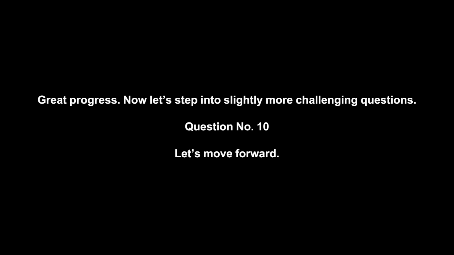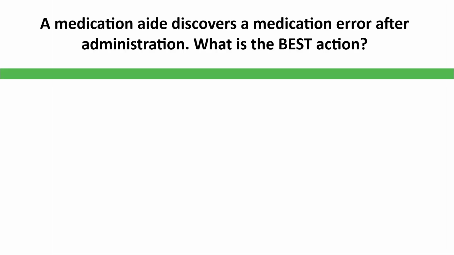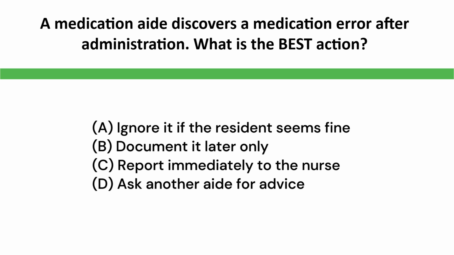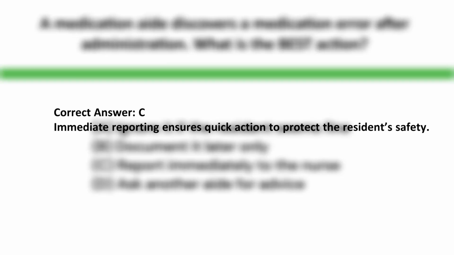Question number 10. Let's move forward. A medication aide discovers a medication error after administration. What is the best action? Here are your options. A. Ignore it if the resident seems fine. B. Document it later only. C. Report immediately to the nurse. D. Ask another aide for advice. Correct answer, C. Immediate reporting ensures quick action to protect the resident's safety.